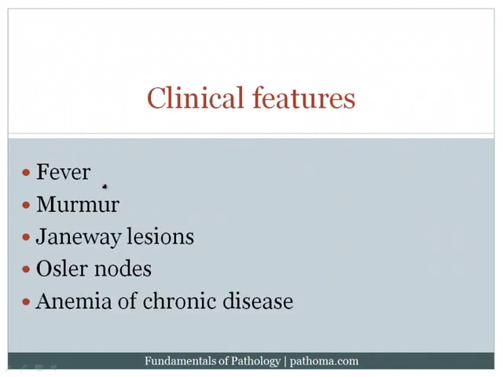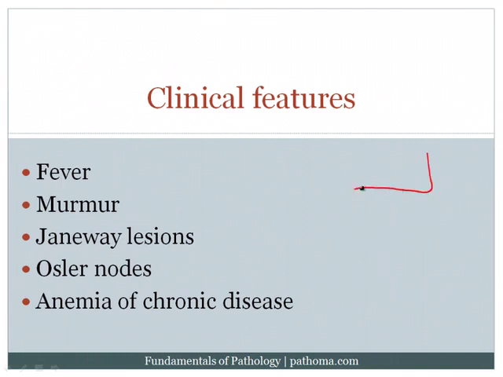Clinically, irrespective of the cause of endocarditis, patients generally have fever, and they also have a murmur. Now, the reason they have a murmur is because they've got these vegetations on the cardiac valves, which is then going to disrupt flow across those valves. In addition, they can get septic embolization of the vegetations on the valve.